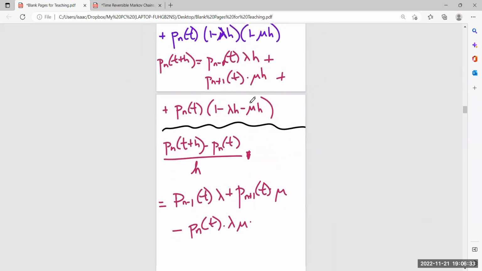So all I'm doing is dividing across everything by h, right? I'm sending the Pn(t) term over to the side, and then dividing everything by h. So this is lambda plus mu.